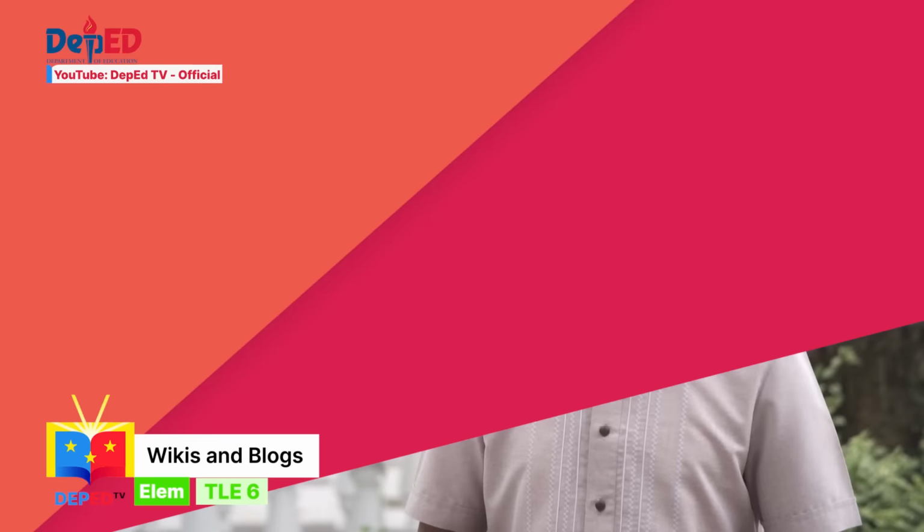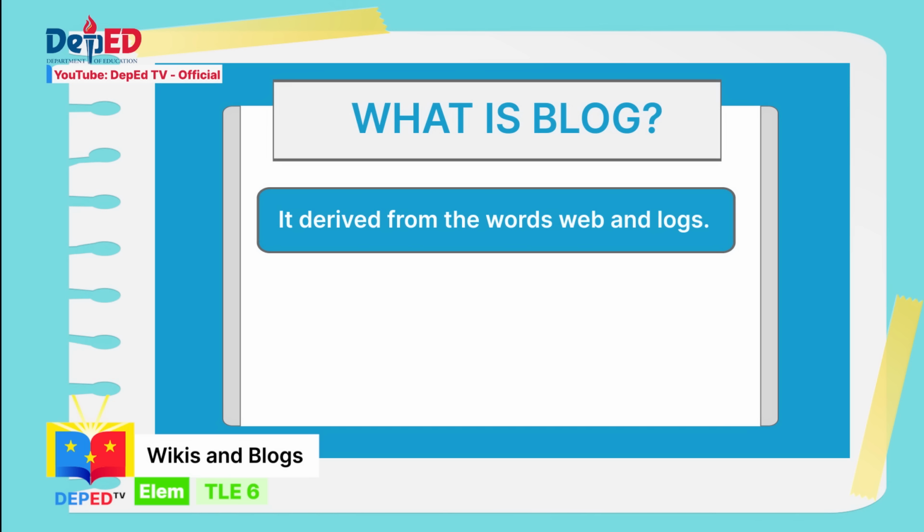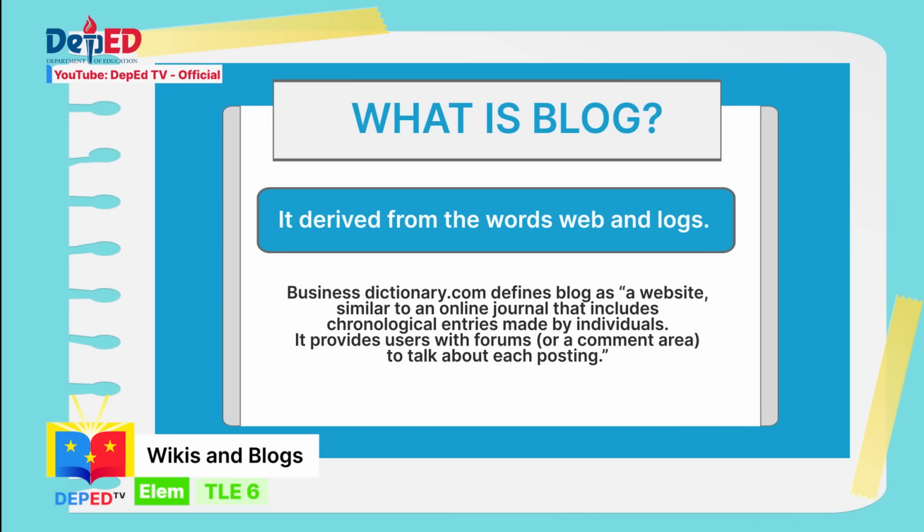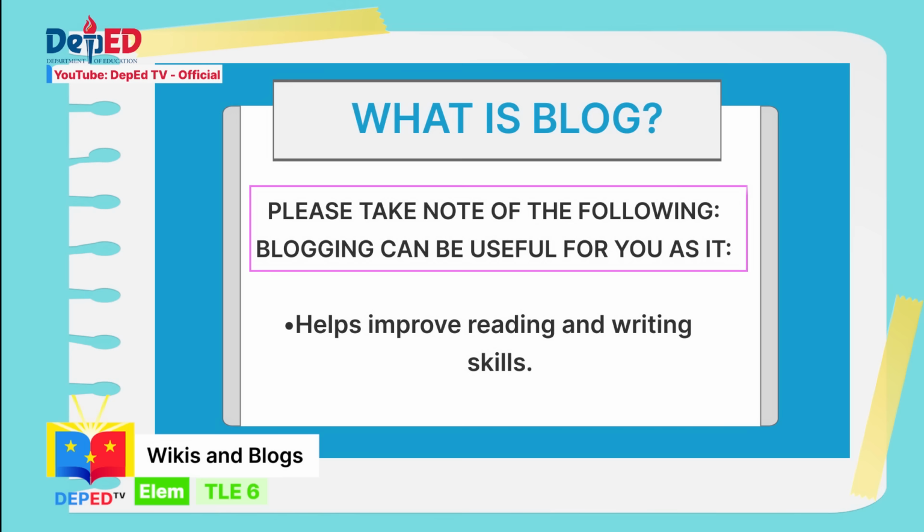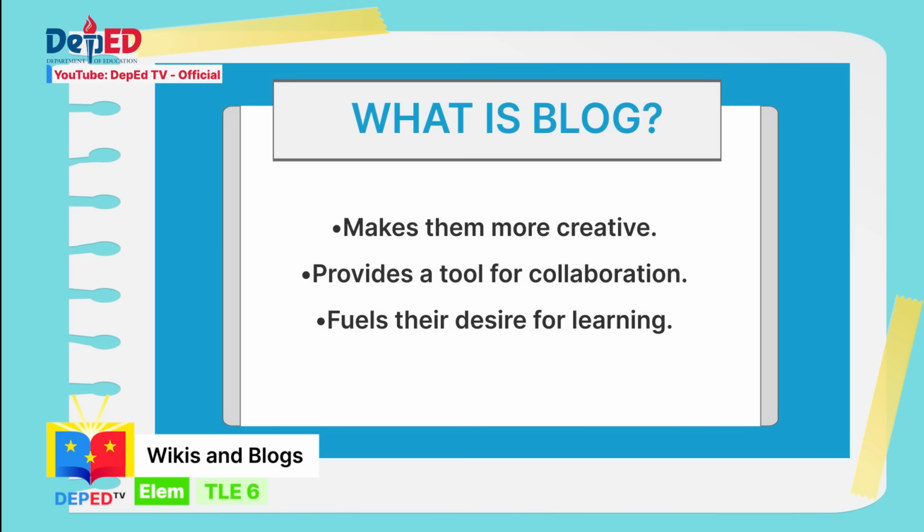What is blog? Blog is derived from the words web, logs. Businessdictionary.com defines blog as a website similar to an online journal that includes chronological entries made by individuals. It provides users with forums or a comment area to talk about each posting. Please take note of the following. Blogging can be useful for you as it helps improve reading and writing skills, makes them more creative, provides a tool for collaboration, fuels their desire for learning.